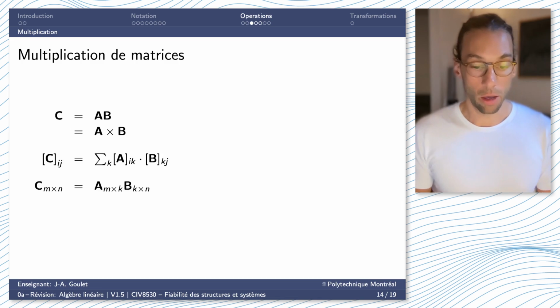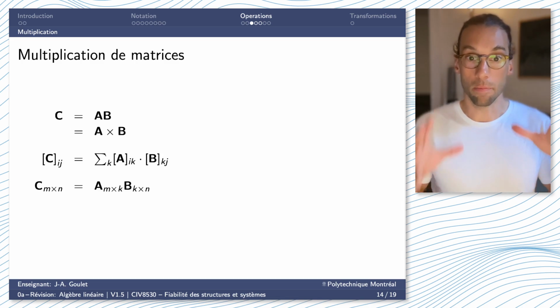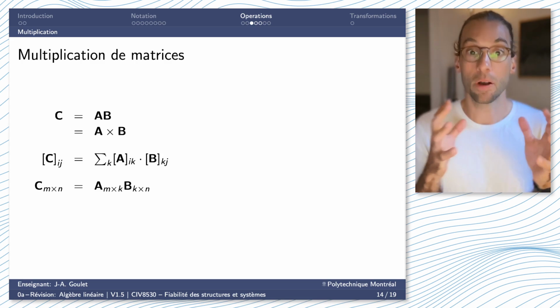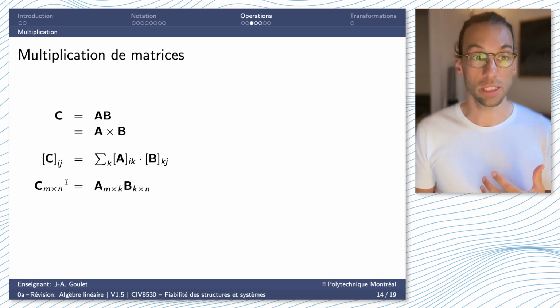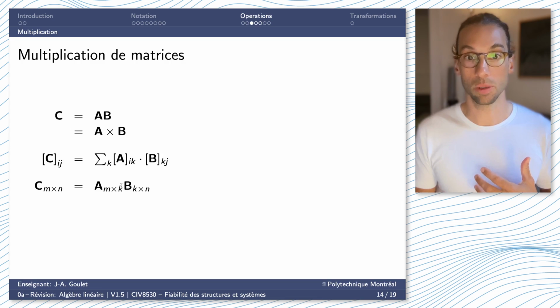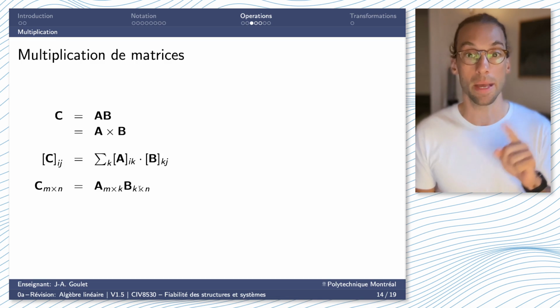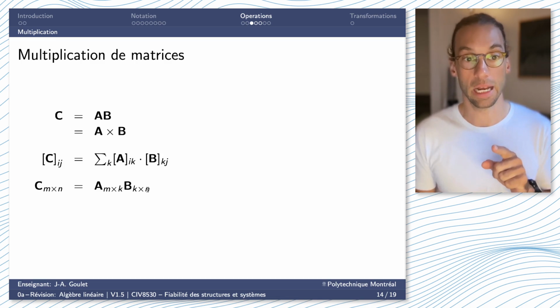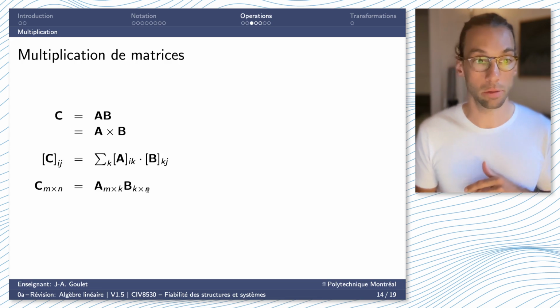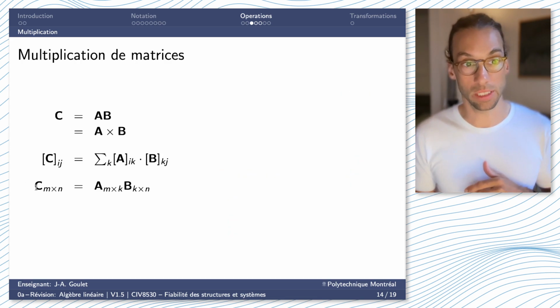This requires that the matrices we want to multiply have compatible dimensions. For instance, if A is m by k, the second index, representing the number of columns, must match the number of rows of the matrix I'm multiplying with. Then we have B that has n columns, and the resulting matrix C is going to be m by n, the starting index and the finishing index.